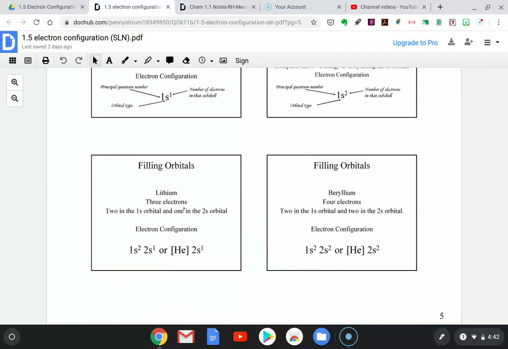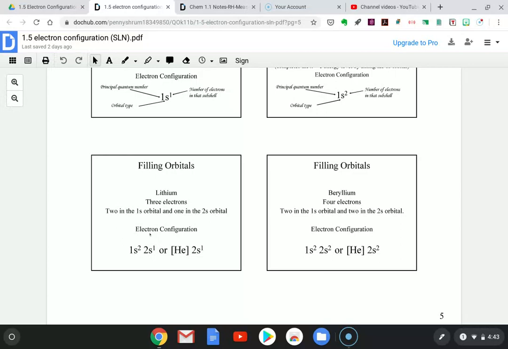Then lithium now has 3 protons, so 3 electrons if it's neutral. 2 of them can go in that 1s orbital, but then that 1s orbital is considered full. That 1s orbital can't hold any more electrons. And so then that third electron must go to the 2s orbital, the next orbital, the next highest energy level orbital. And so the electron configuration for lithium would be 1s2, 2s1. So 2 electrons in the 1s subshell, and 1 electron in the 2s subshell.